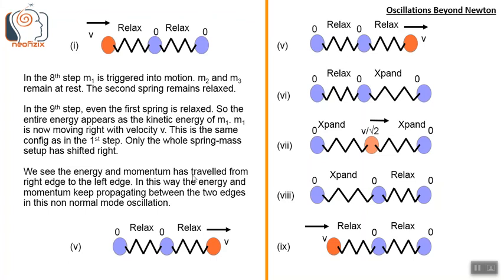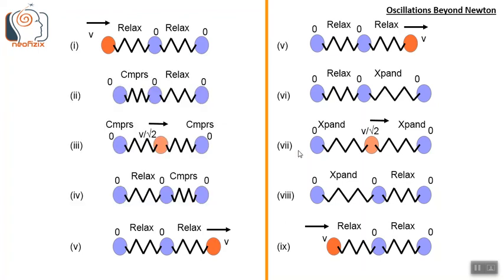So we see the energy and momentum has traveled from the right edge back to the left edge. In this way, the energy and momentum keep propagating, moving back and forth between the two edges in this non-normal mode oscillation. So this is how the whole movement looks. We have removed all the text. So this is the how.